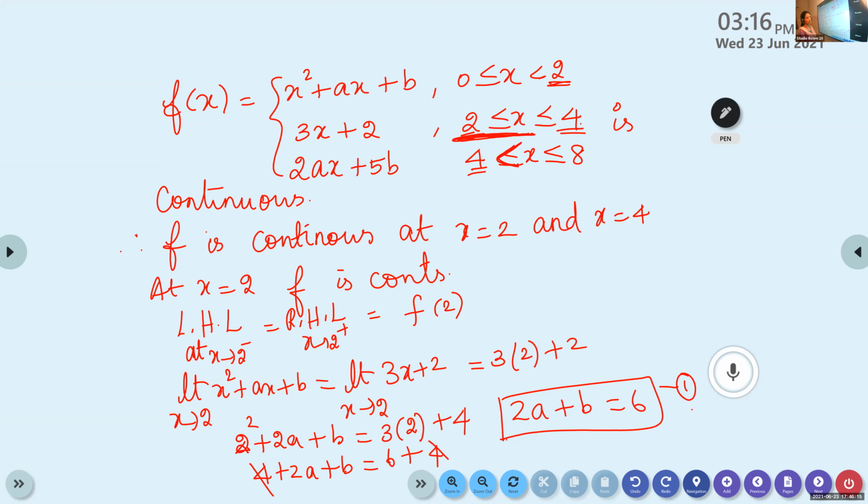So this is where we took the point. We took the limit at x as 2. Now take the next point, x is 4, and try to find the limit. When x is 4, find the limit.